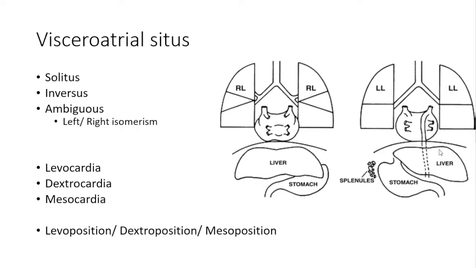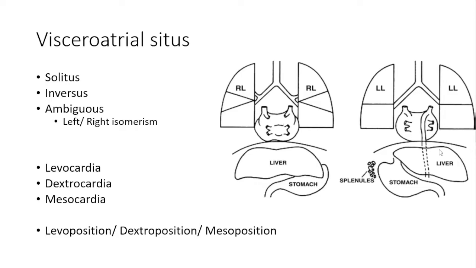The orientation of the heart based on its base to apex axis determines whether it's a levocardia, dextrocardia or mesocardia. Base to apex axis facing towards the left side is levocardia, towards the right is dextrocardia and towards the midline is mesocardia. The position of the heart in the chest cavity determines the position. Heart placed in the left side of the chest cavity is levo position, right side is dextro position, and in the middle is meso position.